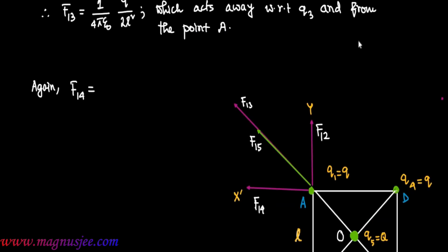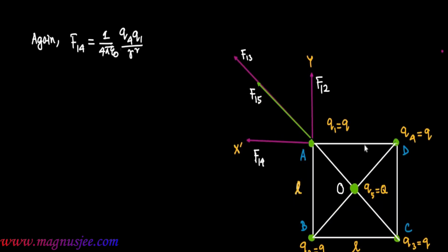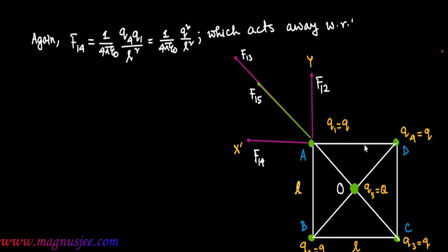Again, F14 is equal to 1 by 4 pi epsilon 0 q4 q1 divided by R square, that is 1 by 4 pi epsilon 0 q square by L square, which acts away with respect to the other charge q4 and from the point A. That means F14 acts along AX prime.